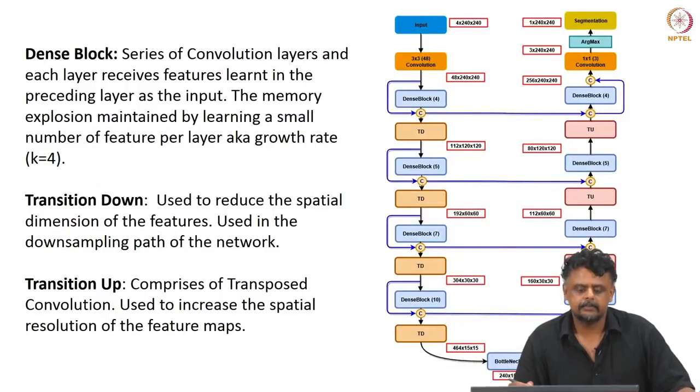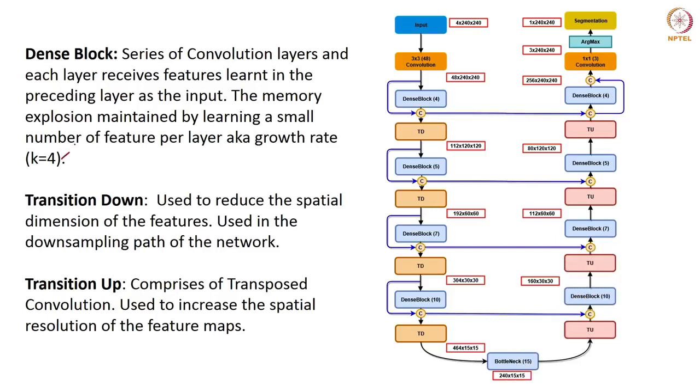So, the dense block, as we have seen before, is a series of convolution layers, and each layer receives input from all the previous layers. In order to prevent feature map explosion, too many feature maps, we control the growth factor to 4. The transition down layer, as you saw before, is used to reduce the spatial dimension of the features. It is used in the downsampling side of the network, and the transition up is the transposed convolution layer used in the upsampling side of the network.